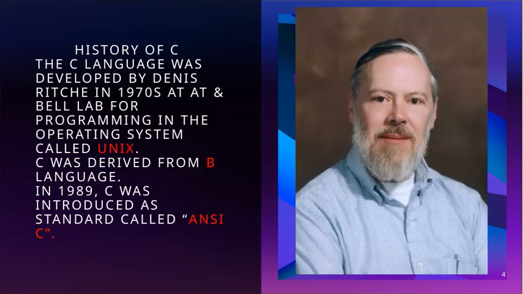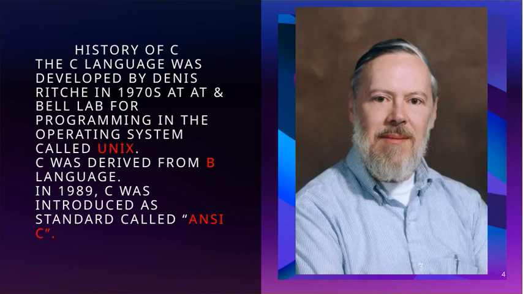The history of C is quite fascinating. It was developed by Dennis Ritchie in the 1970s at Bell Labs. This was specifically for programming within the operating system called Unix, which was also a groundbreaking project at the time. C was actually derived from an earlier language called B, which helped shape its syntax and features. Then, in 1989, C was standardized as ANSI C, which helped ensure consistency and portability across different systems. Understanding this history is important because it highlights how C evolved to become one of the most influential programming languages in the world today.